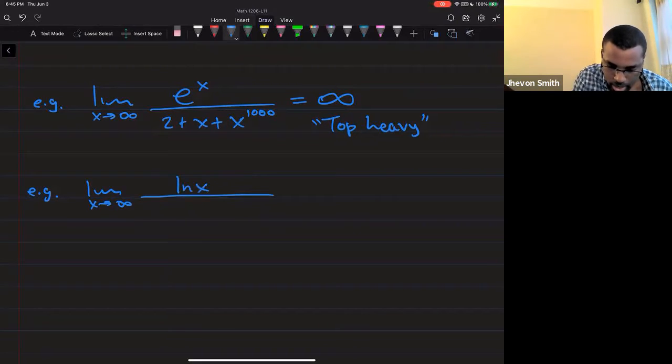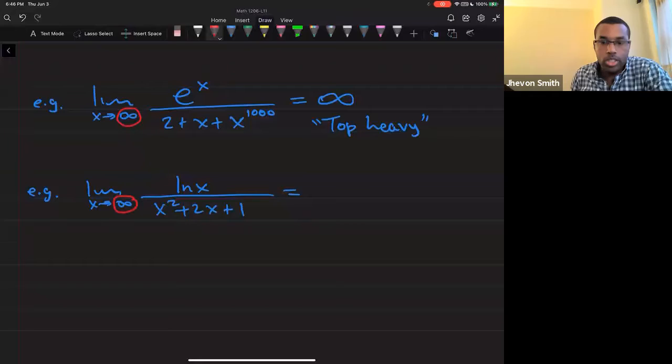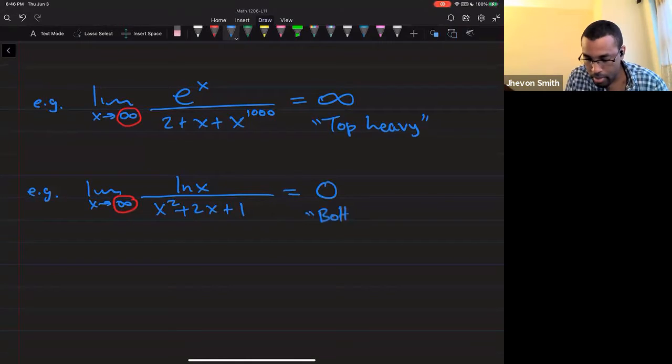Ln x divided by the polynomial. In this case, the denominator is a polynomial, the top is a logarithm. Polynomial wins, right? As we're going off to infinity, I know how these functions relate to each other. The polynomial is going to win. So the numerator might as well be 0, and the denominator is getting huge, which means you get 0 as the answer. And that's what happens when you're bottom heavy.